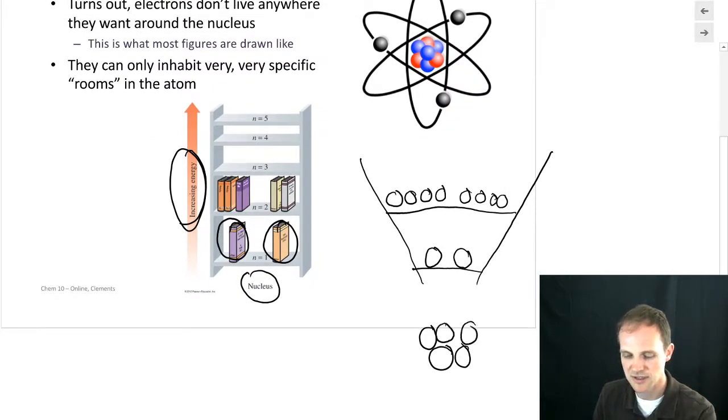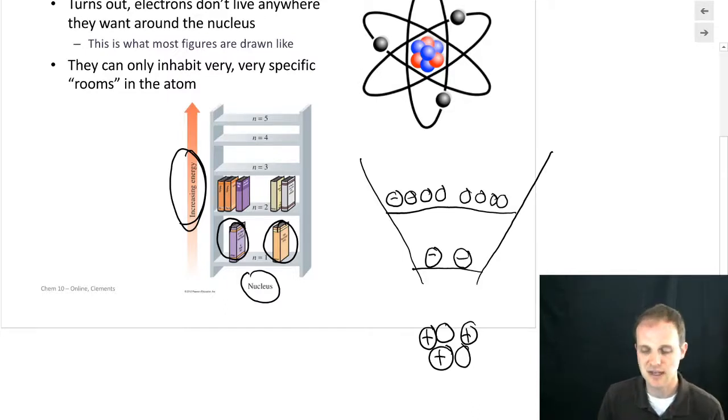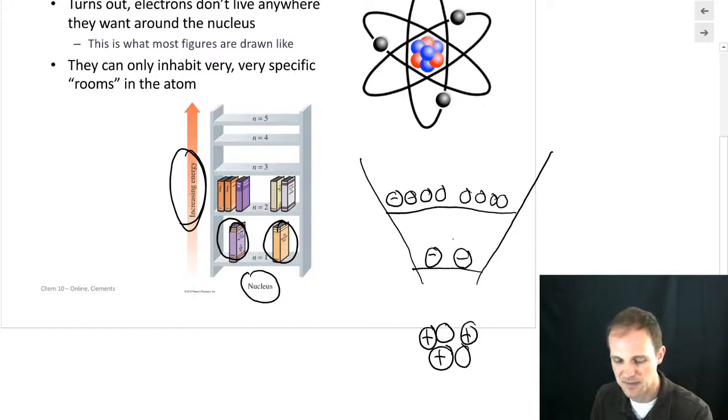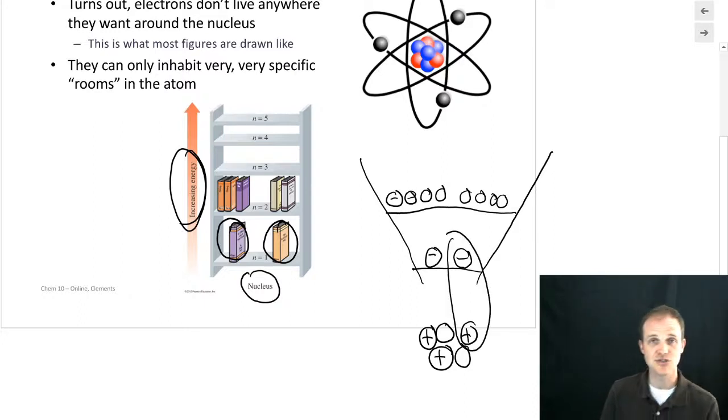Protons, neutrons, and electrons. So there's these little balls down here in the nucleus that are positively charged, and our electrons up here are negatively charged, right? All those little guys are negatively charged. Now, just like opposite poles of a magnet, these guys attract each other. The negative electron is attracted to the positive proton.